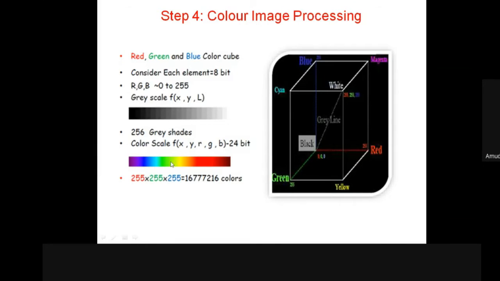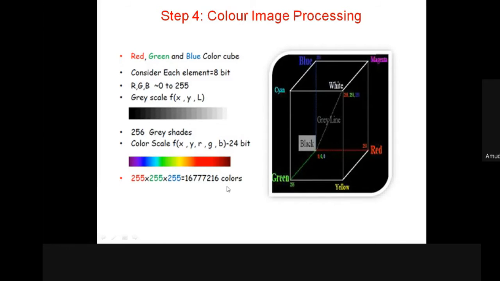So totally, how many gray shades each color has is 256. So if we multiply 256 (it's not 255), 256 into 256 into 256, it is 16777216 colors. So if you use three colors, it will have these many shades.